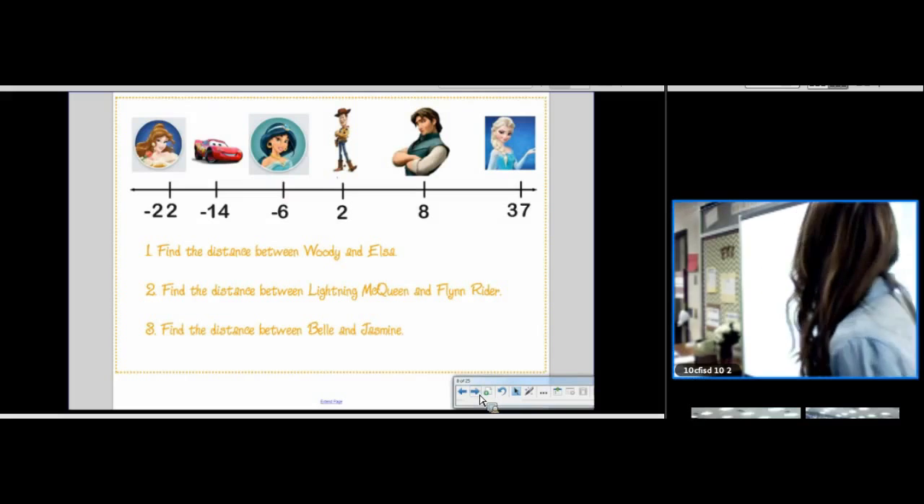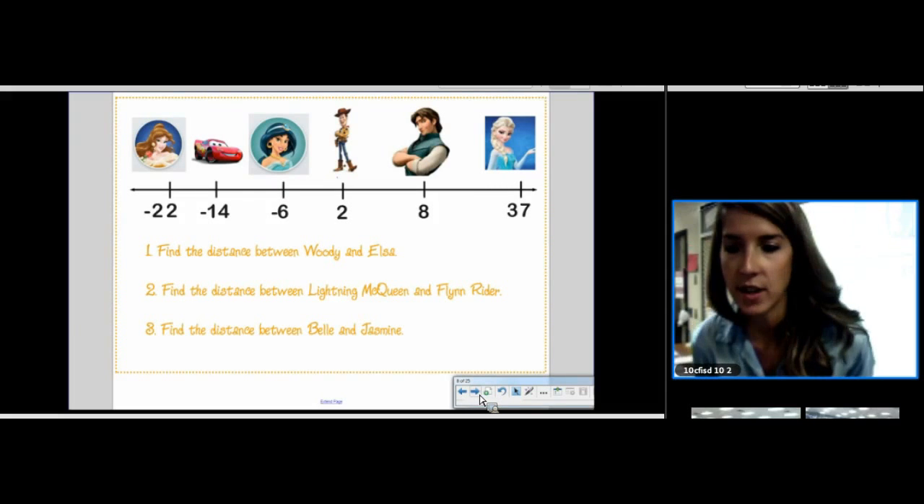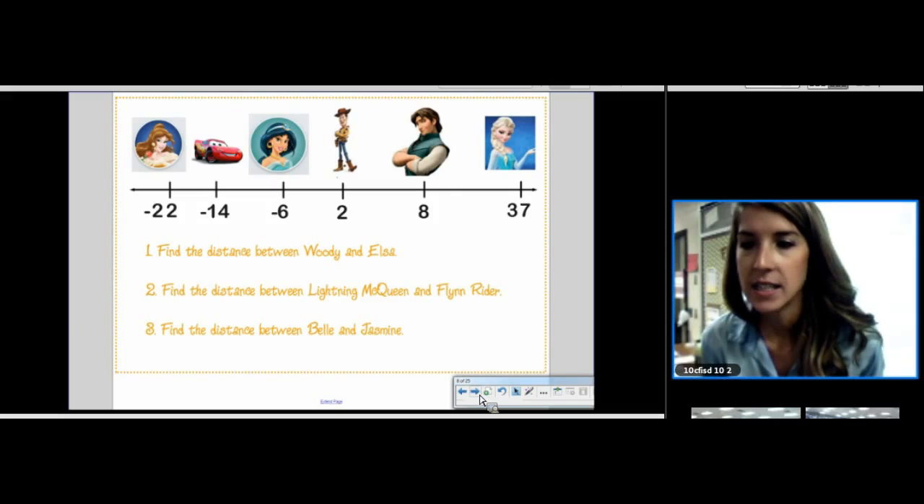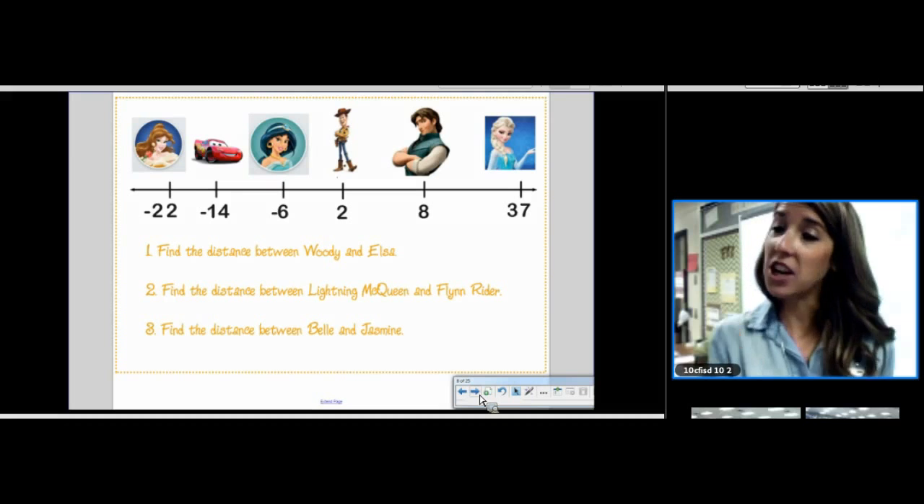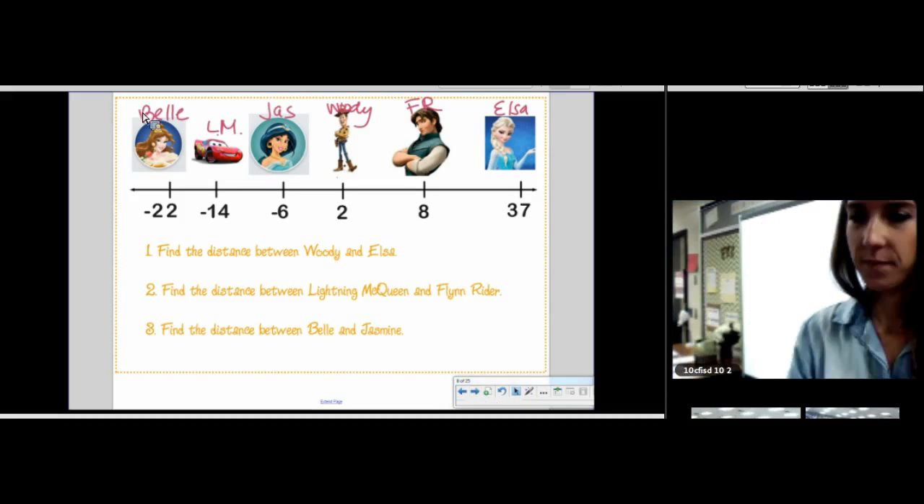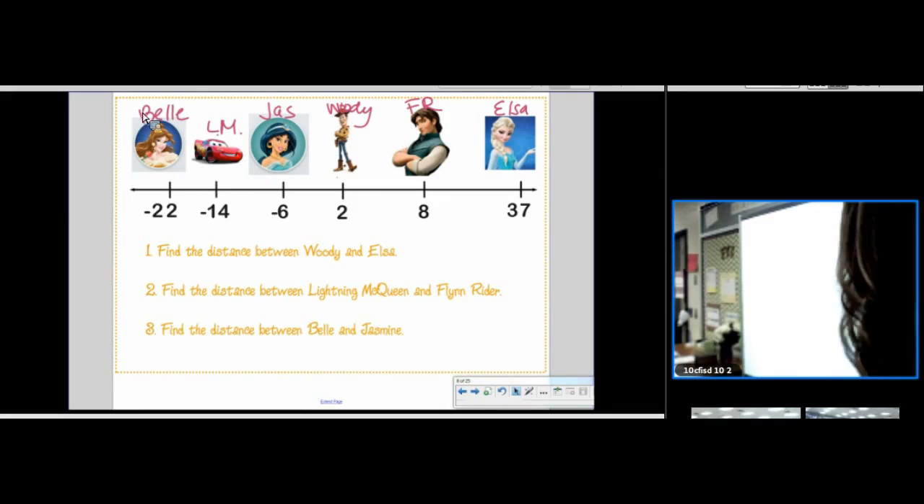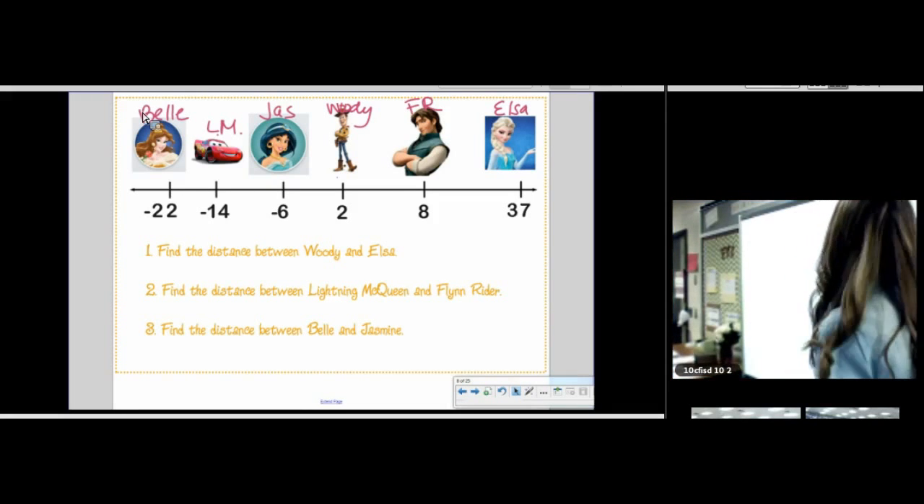So let's try some. Find the distance between Woody and Elsa. Write your answer in your notes. Find the distance between Lightning McQueen and Flynn Rider. And find the distance between Belle and Jasmine. Don't write them in the chat yet. Just write them in your notes and we'll go over them. No problem. All right, so go. Write your answers to number 1. Go.